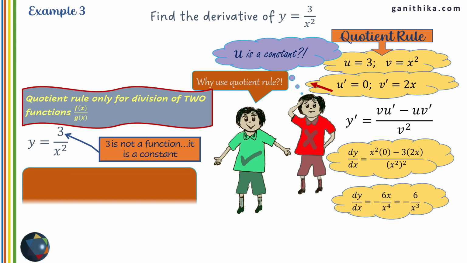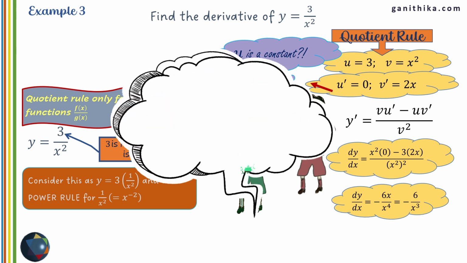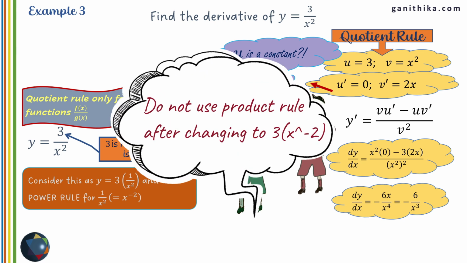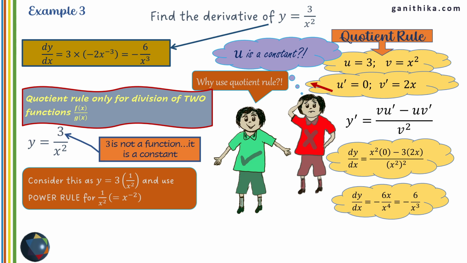So what you should do now, you should consider 3 as a constant and write the function as 3 times 1 over x square. 1 over x square is x to the power of minus 2. So the function now is 3 times x to the power of minus 2. So differentiating x to the power of minus 2 using power rule, you will get negative 2 x to the power of minus 3, right? So differentiating this, 3 stays as it is because it's a coefficient. And differentiating x to the power of minus 2 gives x to the power of minus 3. So the answer would be negative 6 over x cube as you got using the quotient rule. But you can see how quick it is and there is very less opportunity to make mistakes in this case. So try to avoid quotient rule or product rule when one of the functions is a constant.